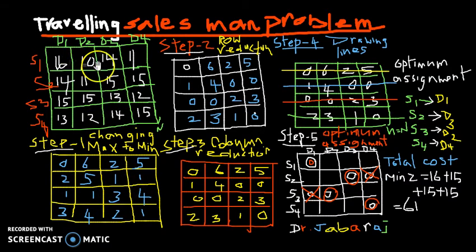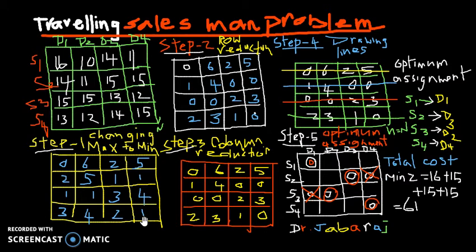Take for example, here 16 is the maximum. So 16 minus 16, 0. 16 minus 10, 6. 16 minus 14, 2. 16 minus 11, 5. 16 minus 14, 2. 16 minus 11, 5. 16 minus 15, 1. 16 minus 15, 1. 16 minus 13, 3. 16 minus 12, 4. 16 minus 13, 3. 16 minus 12, 4. 16 minus 14, 2. And 16 minus 15, 1.